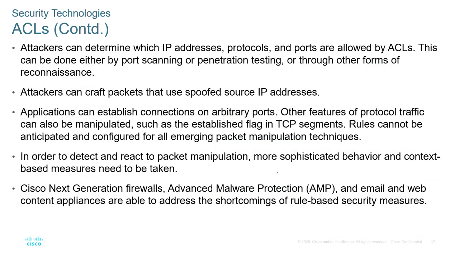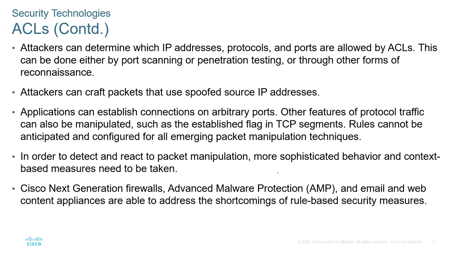Attackers can determine which IP addresses, protocols, and ports are allowed via an ACL. This can be done by port scanning or other pen test processes. The attacker can also spoof source and destination IPs or MAC addresses to bypass our ACLs. Applications can also establish a connection to arbitrary ports outside of the ACL if they are not set up correctly.